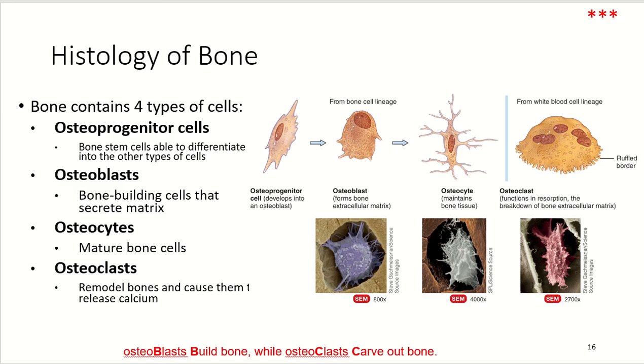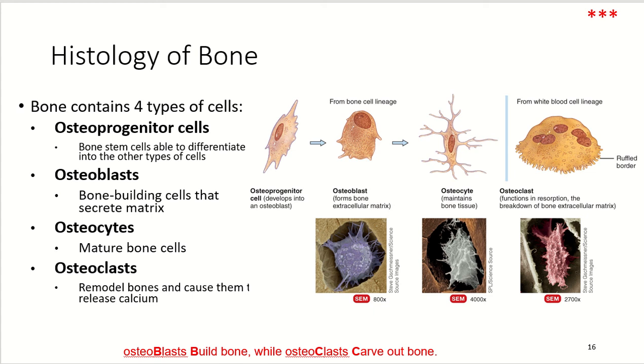So now let's look at, now talking about the histology of the bone, the actual cells that are going to be responsible for building or making up this bone. We have four main types of cells that are associated with bone: osteoprogenitor cells, osteoblasts, osteoclasts, and osteocytes. Osteoprogenitor cells are going to be our bone stem cells. These are able to still differentiate into other types of cells, and they're also able to undergo cell division.